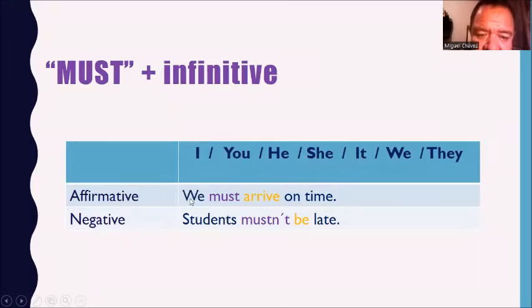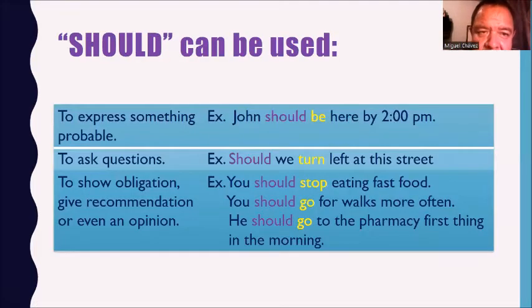As you can see, we have the subject, must, and then the base form of the verb. We must arrive on time. A student mustn't be late. We use must for any subject: I must, you must, he must, she must, it must, we must, they must. Must doesn't change for any person.